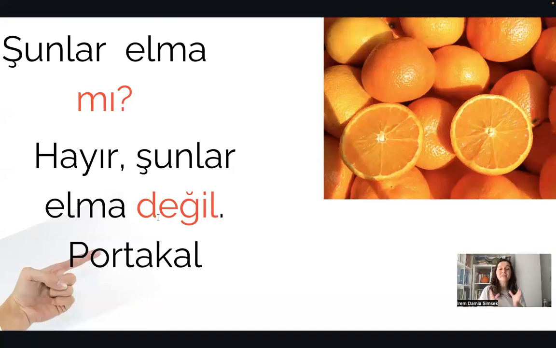Tekrar. Hayır, şunlar elma değil. Good. Let's say it again. Hayır, şunlar elma değil. I think you got this.